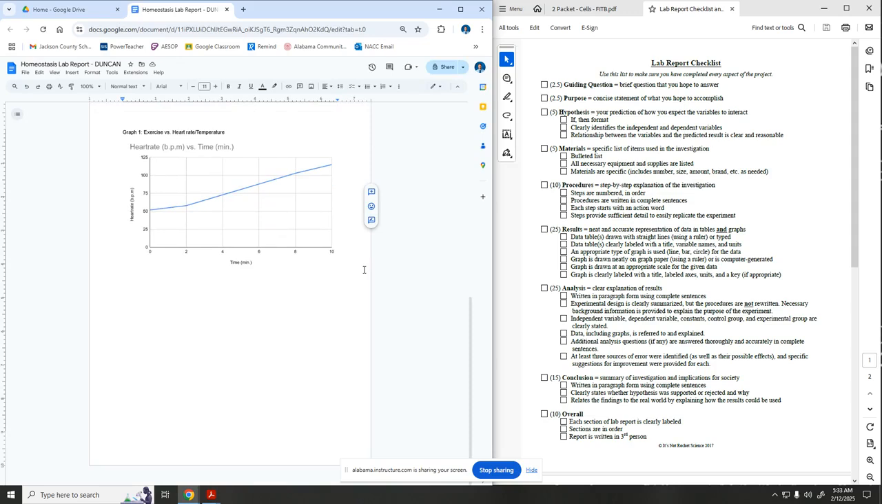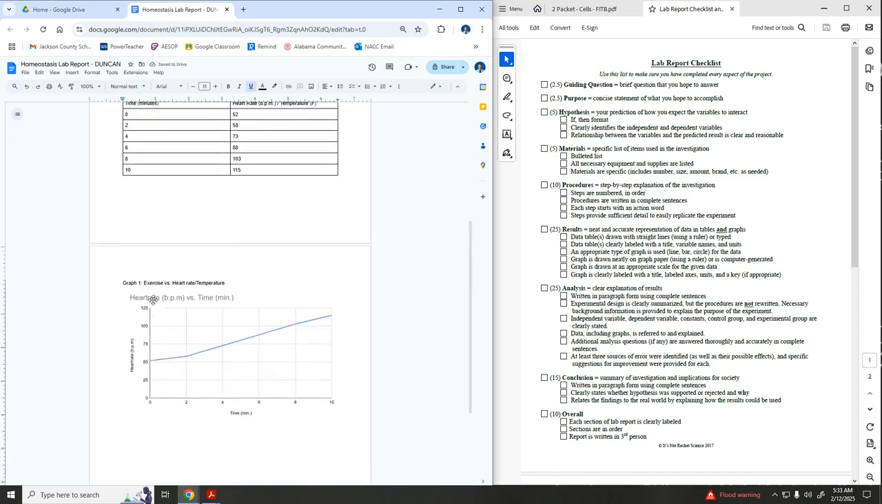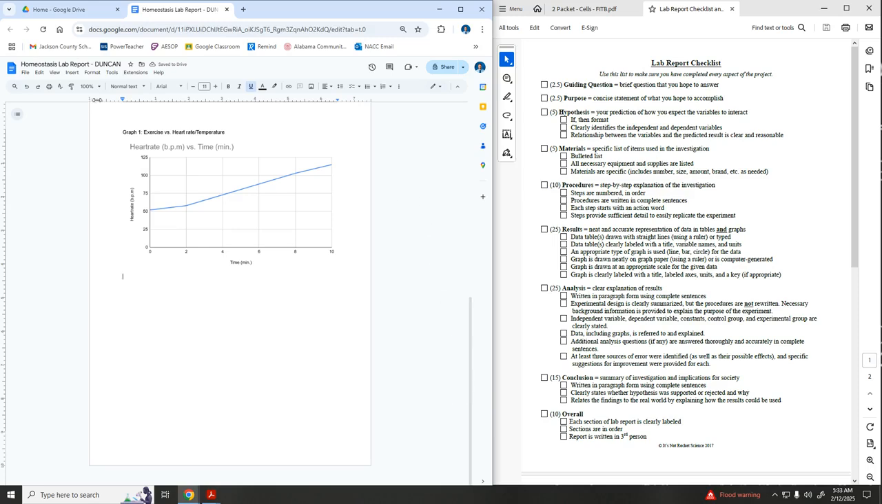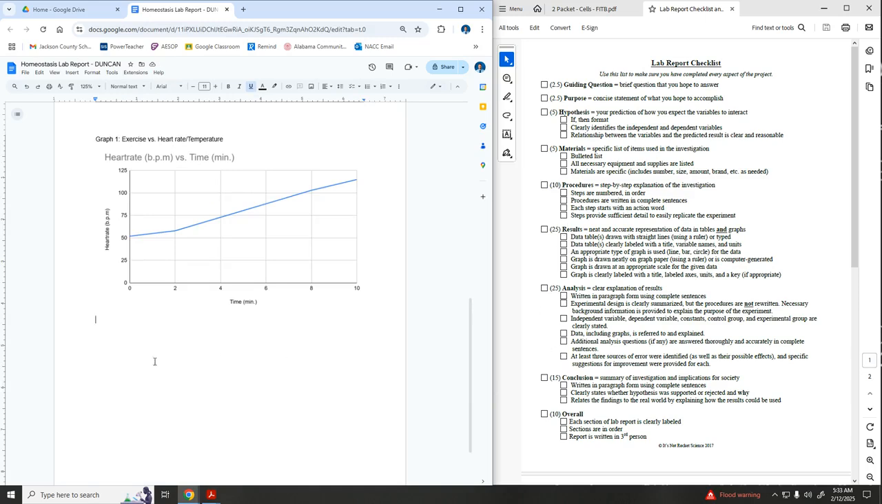All right, so if I'm going too fast, you can always pause the video. So let's make ourselves a heading here for analysis. We've been underlining these little headings. We want everything to be formatted the same. After I hit enter, I'm going to deselect that underline option. So analysis, written in paragraph form using complete sentences.